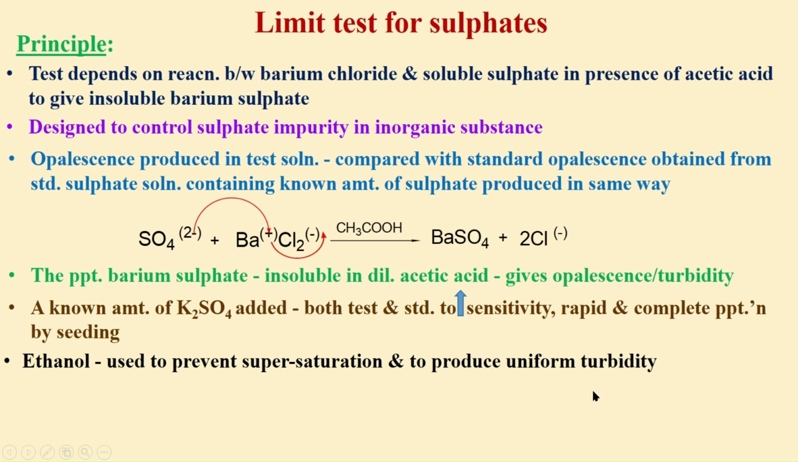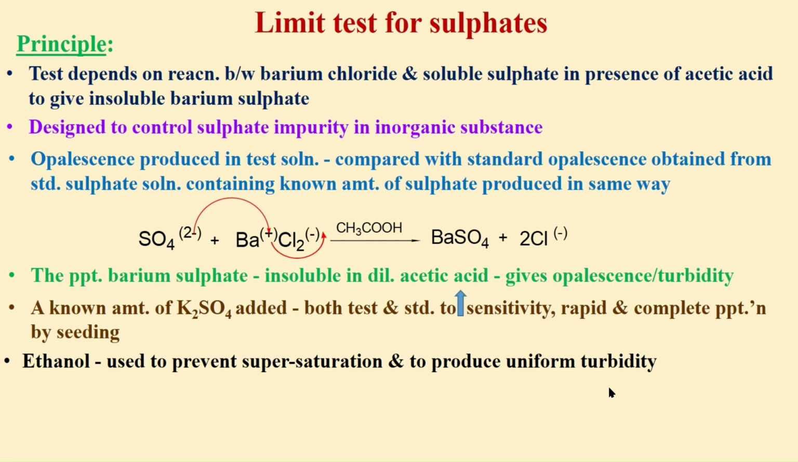In examination, a question may be asked like, ethanol is added in the limit test for sulfates. Give reason. We have to write that ethanol added prevents the supersaturation and it produces uniform turbidity. It may be asked as a short answer question.